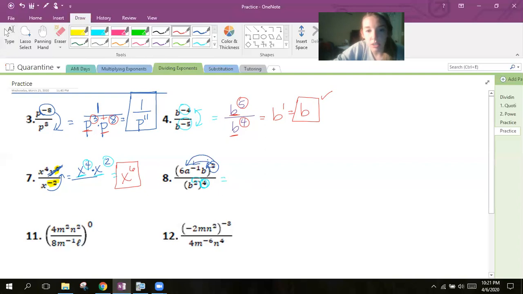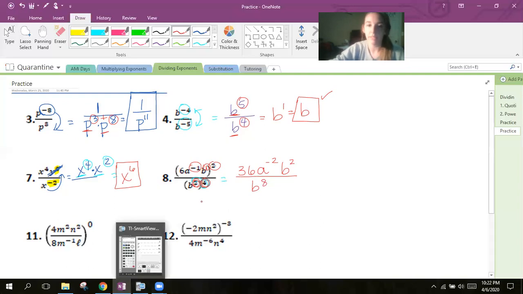All right, so 6 squared, that would be 36. a to the negative 1 squared. Let me erase these arrows, it just makes it confusing. I have a power to a power, so I just multiply those. Negative 1 times a positive 2 would be a negative 2. And then I have b to the first power squared, so a power to a power, I would have b squared, all over. I have b, and then I have that squared to the fourth power, so I just multiply them, and that's 8.